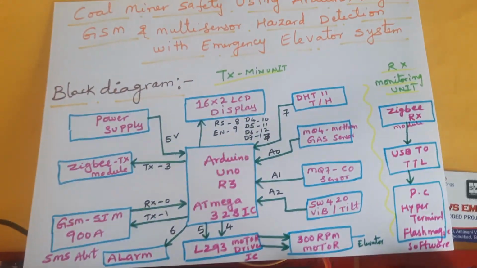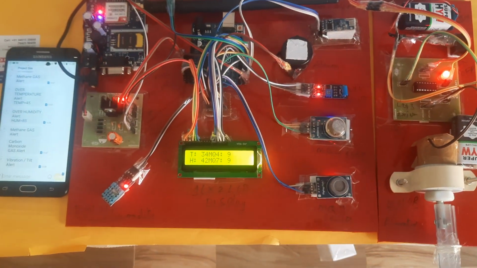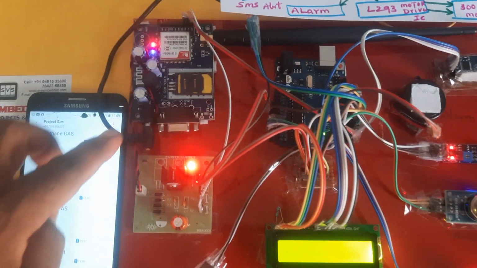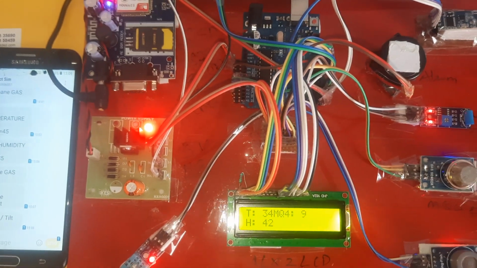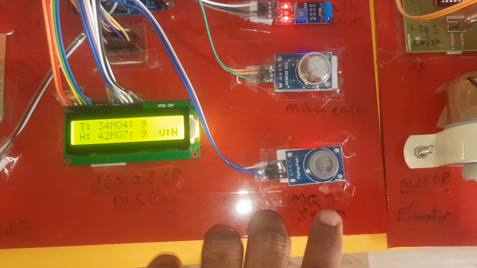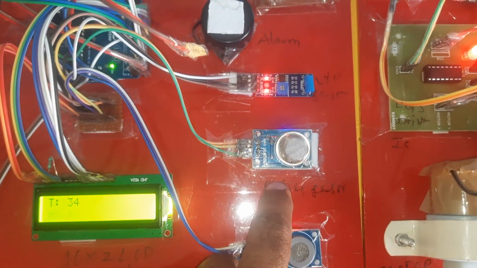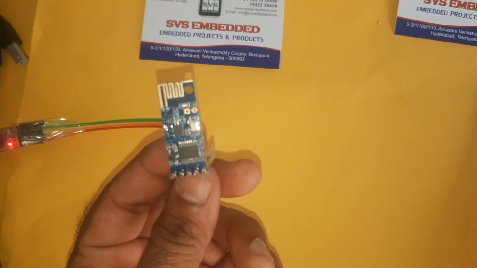So this is our total block diagram of the project. This is our total hardware kit of the project. GSM SIM 900A, power supply board, DHT11 temperature humidity sensor, carbon monoxide sensor, methane gas sensor, tilt vibration sensor, alarm, Zigbee transmitter module and Zigbee receiver module connected to the USB to UART. And here is the Flash Magic software.